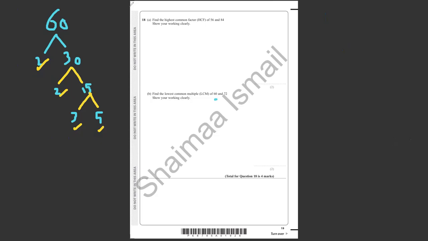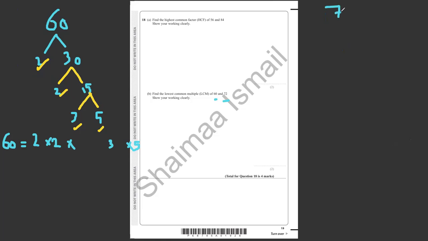So what we do now is write the 60 in a very organized way, to write the 72 under it. Here we write 2 multiplied by 2, then with a space, multiplied by 3, then by 5. Okay, and now it's the turn for this 72.